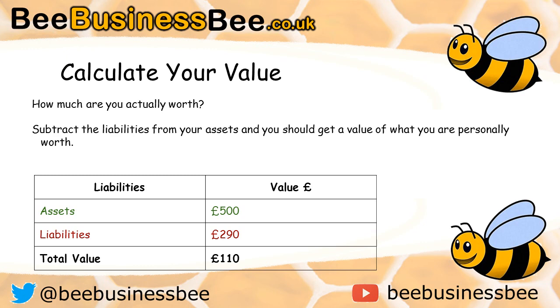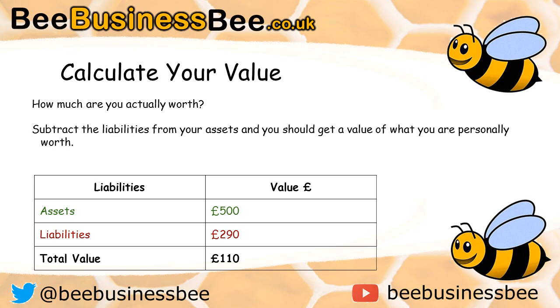And now, let's work out how much you're actually worth. So we're going to take away your liabilities from your assets. So assets minus your current liabilities will give you your total value. That's what you're worth. In my case, I'm worth £110. So I'm not really worth that much. You're probably worth way more than me.